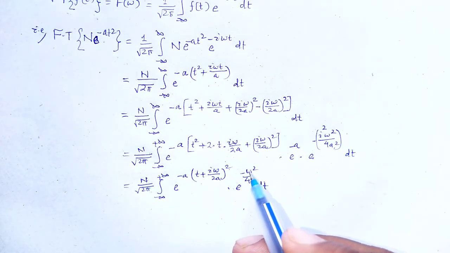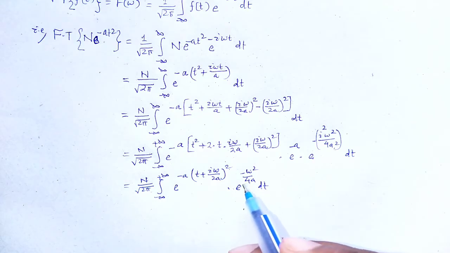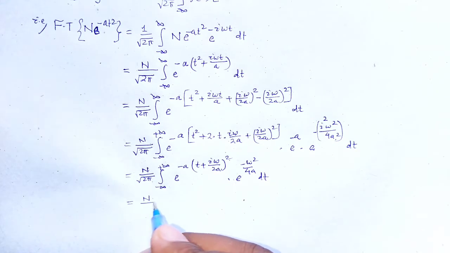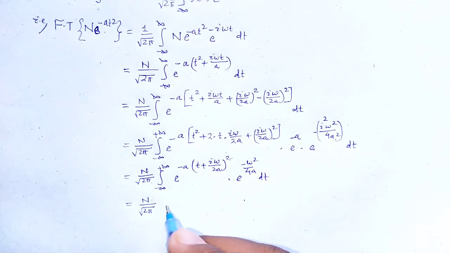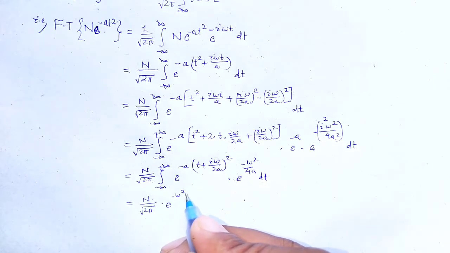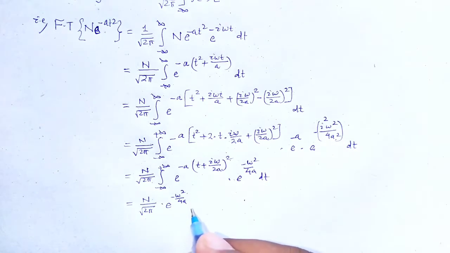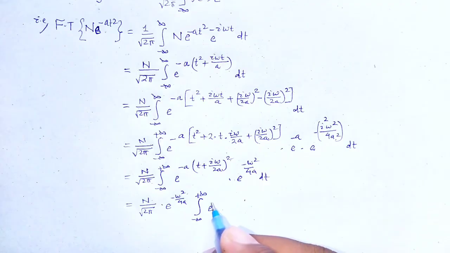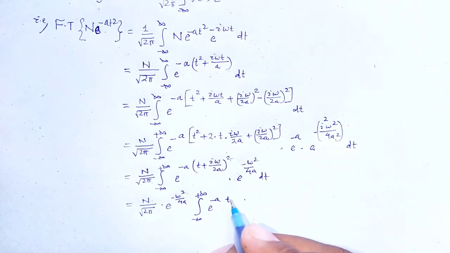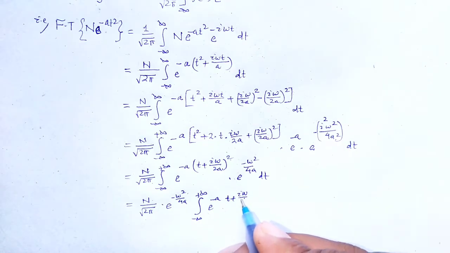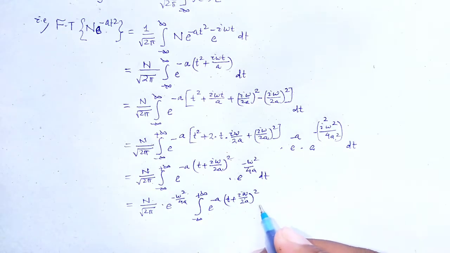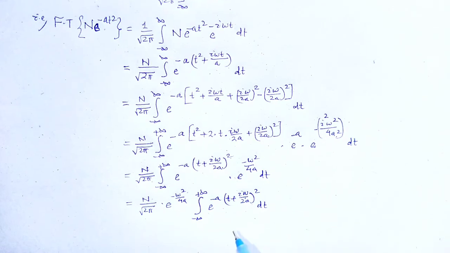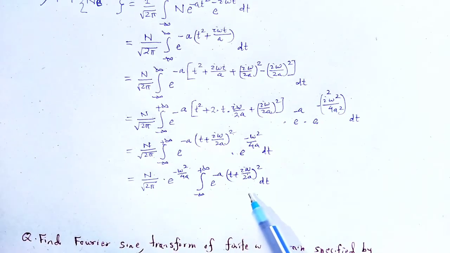Here there will be no such term of t; that term is treated as a constant. Outside we have n divided by under root of 2 pi, e to the power minus omega square divided by 4a, times the integration over minus infinity to plus infinity of e to the power minus a whole squared of t plus i omega divided by 2a, dt. How to solve that kind of integration?